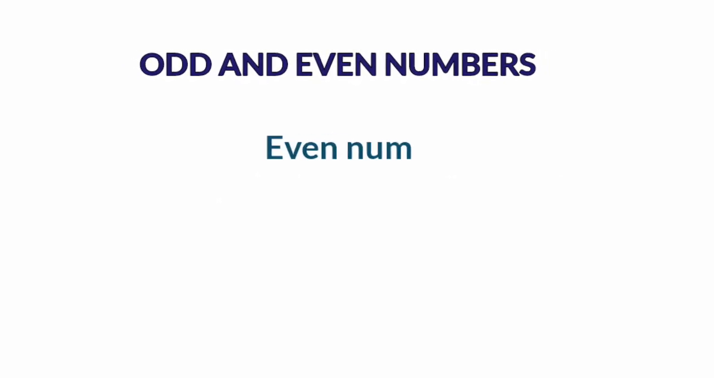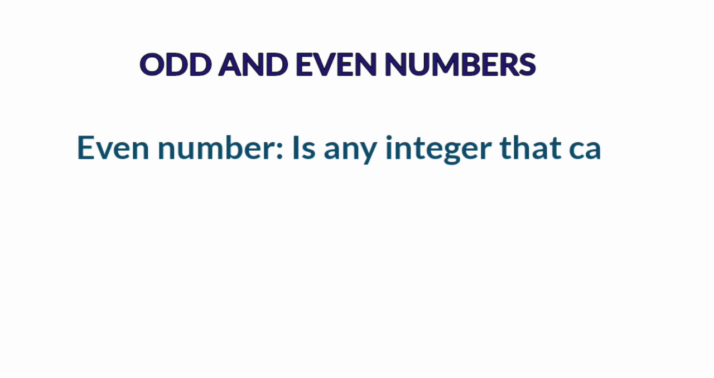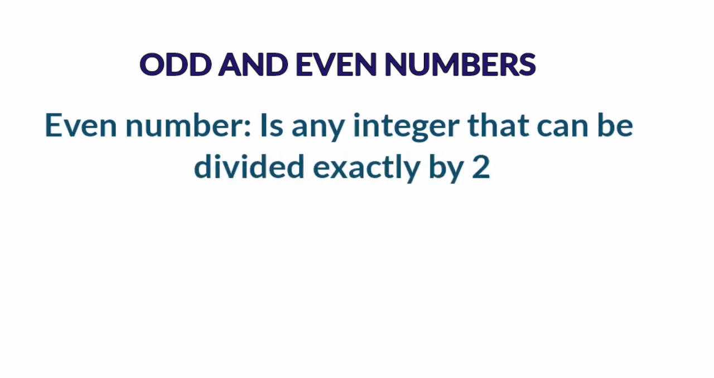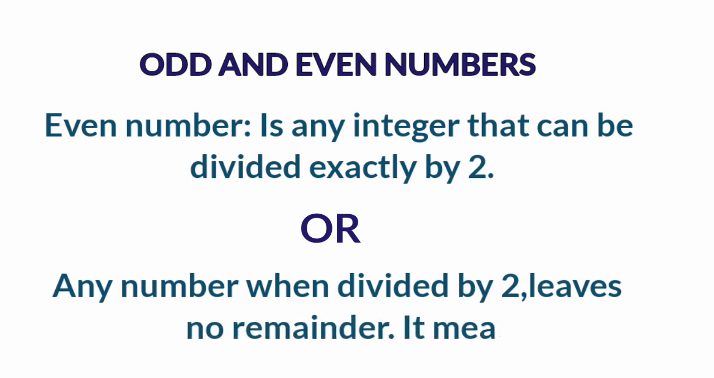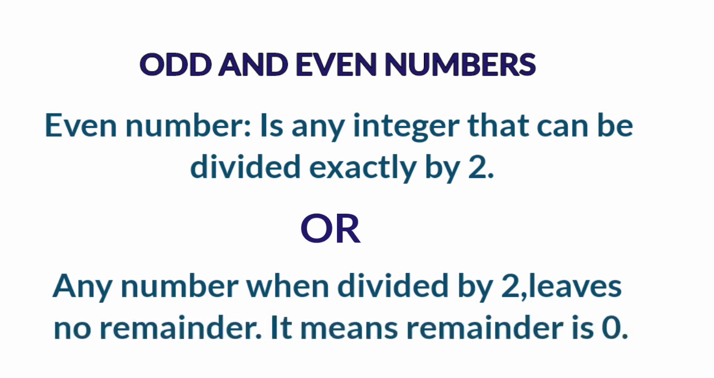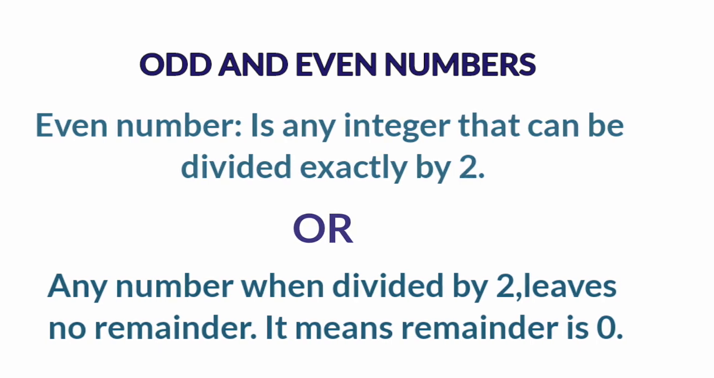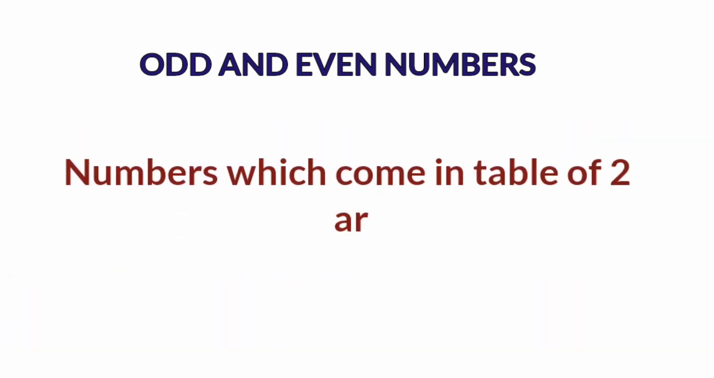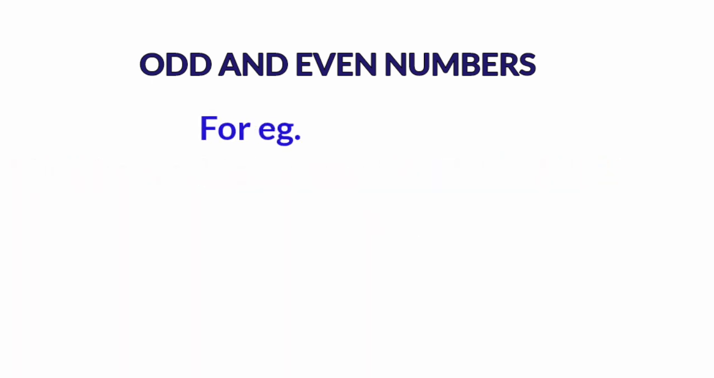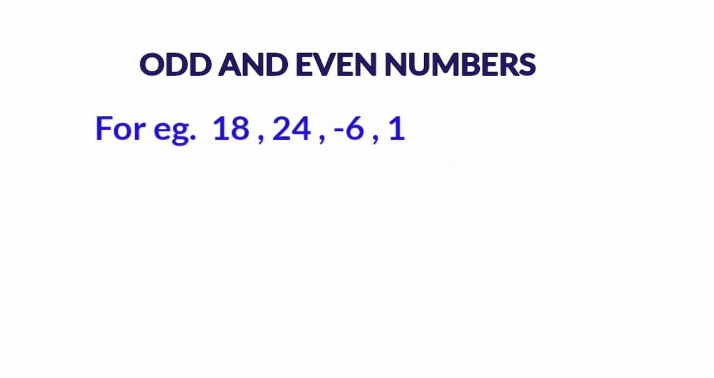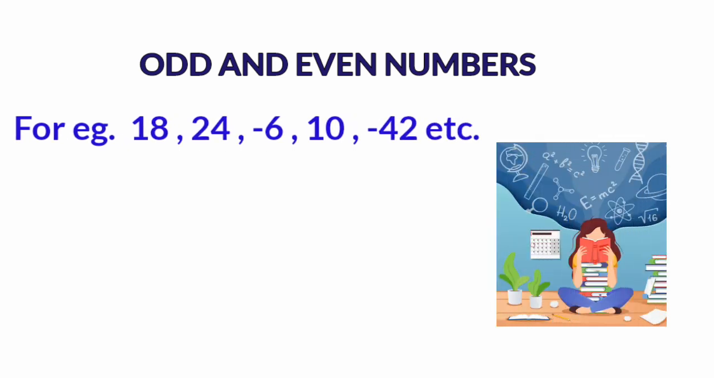Next one is even numbers. An even number is any integer that can be divided exactly by 2, or you can say any number which, when divided by 2, leaves no remainder. It means the remainder is 0. Keep in mind, all those numbers which come in the table of 2 are even numbers. For example, 18, 24, minus 6, 10, minus 42, etc.